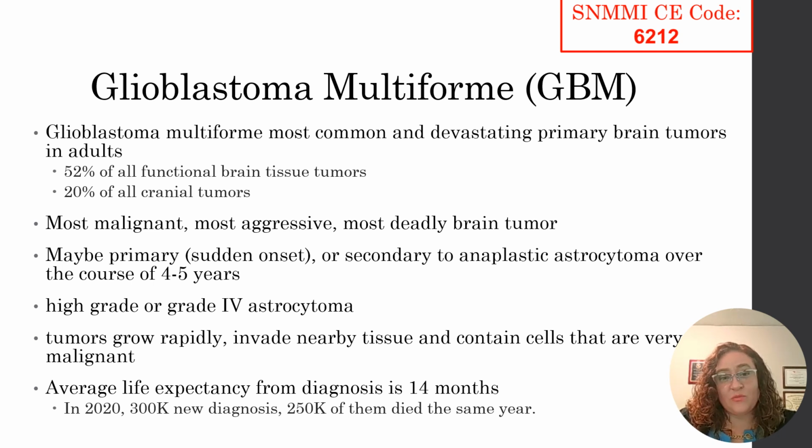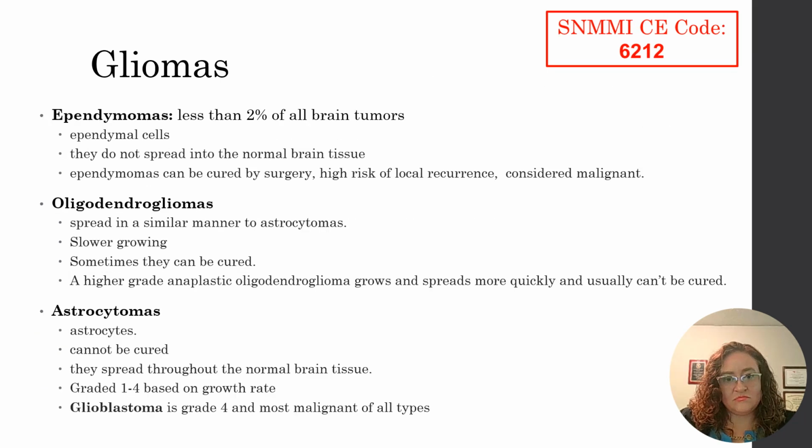But only about 4.9% of all patients will make it to a 5-year mark. And so it's extremely, extremely devastating. So gliomas are classified by the type of cells that they are. Ependymomas are only about 2% of brain tumors.